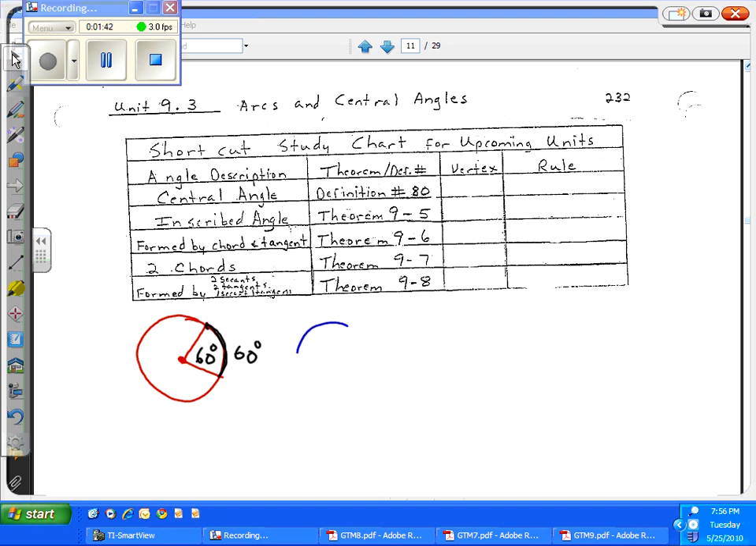An inscribed angle is an angle whose vertex is a point on the circle and whose sides are chords of the circle. An inscribed angle is equal to 1/2 the measure of its intercepted arc.